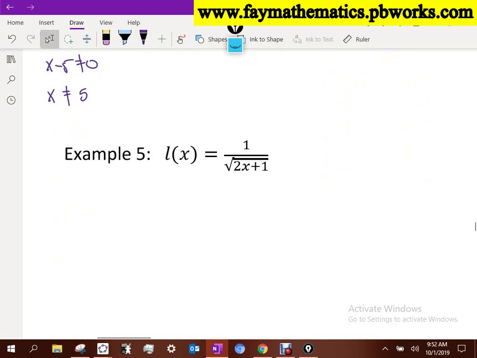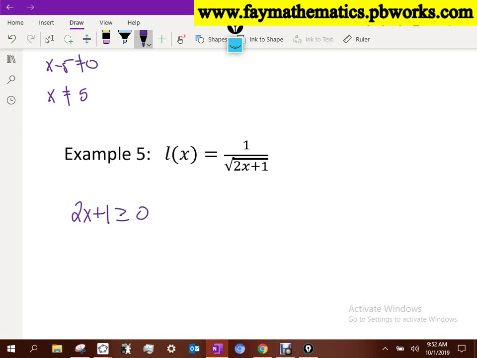Now, a little twist here is example 5. When I look at example 5, I'm trying to think about what my requirements are here. I cannot take square roots of what kind of numbers? Negative numbers. So I would look at the radicand and say, oh, it cannot be negative. So greater than or equal to 0 says 0 or a positive number, right?